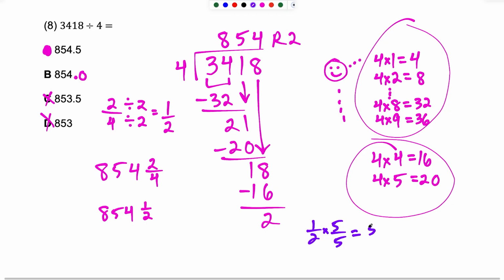And this would give us 5 over 10, and 5/10 is the same thing as 0.5. Okay, so then I could just swap out that 1/2 and say 854.5 like this. So choice A, once again, is our answer.